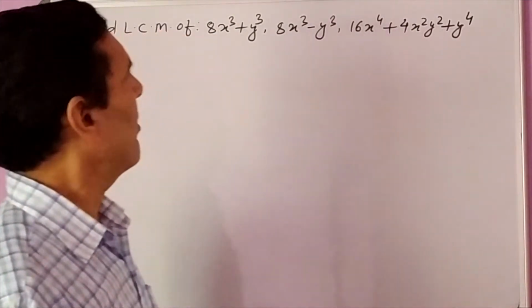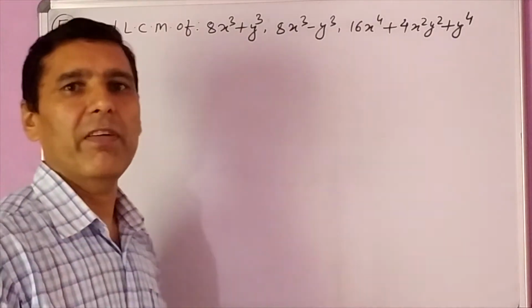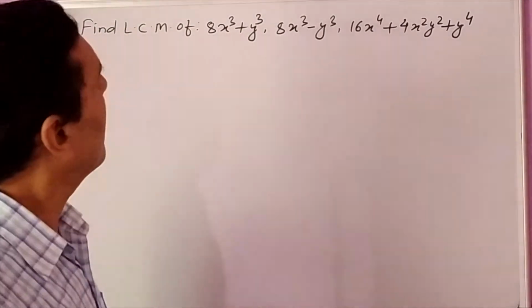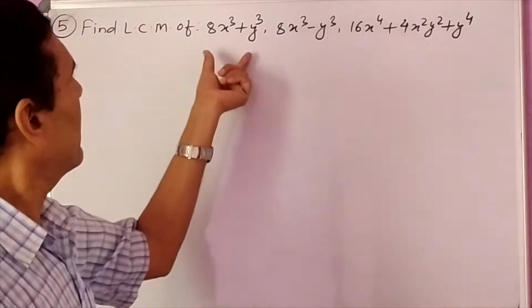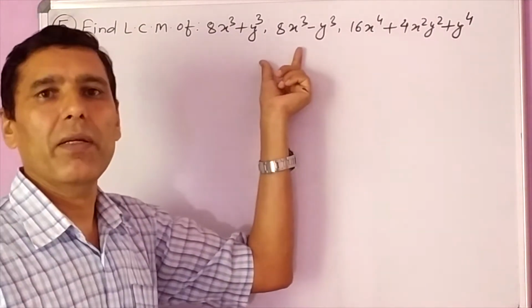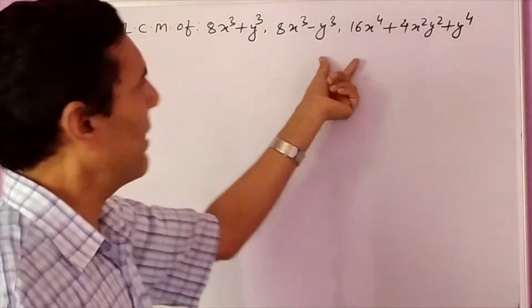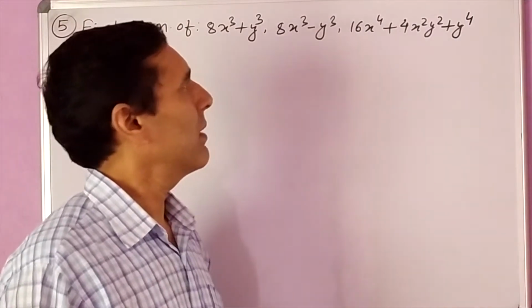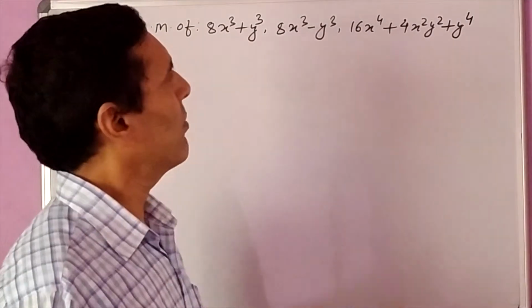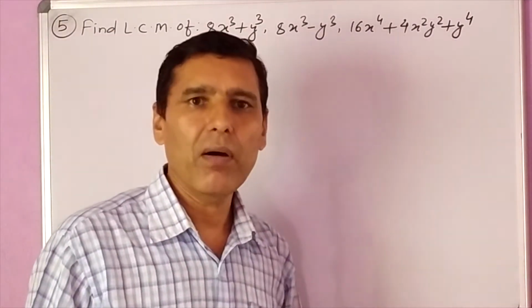Class, here we have another question to find the LCM. Question number 5. There are 3 expressions. First expression: 8x³ plus y³. Second expression: 8x³ minus y³. And third expression: 16x⁴ plus 4x²y² plus y⁴.